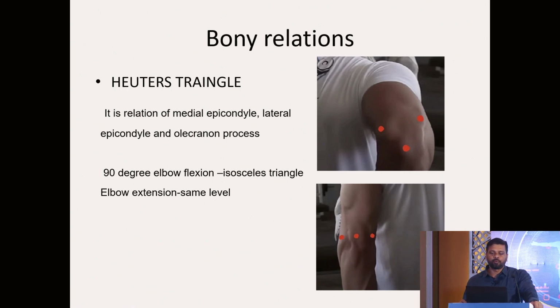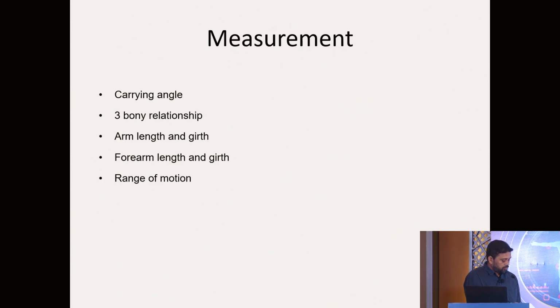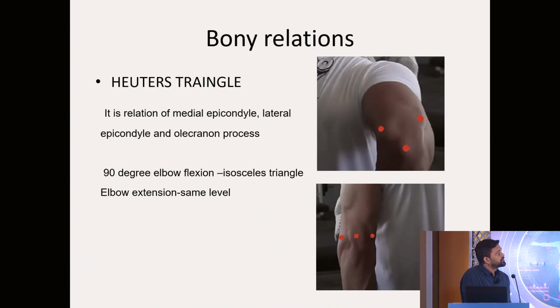This bony relation is very important, and while doing the clinical examination, make a habit of marking the different bony landmarks. This is the lateral epicondyle, medial epicondyle and olecranon process. Ask the patient to flex the elbow to 90 degrees, and you will get an isosceles triangular structure. When the patient tries to extend, all the bony landmarks will come in a straight line.